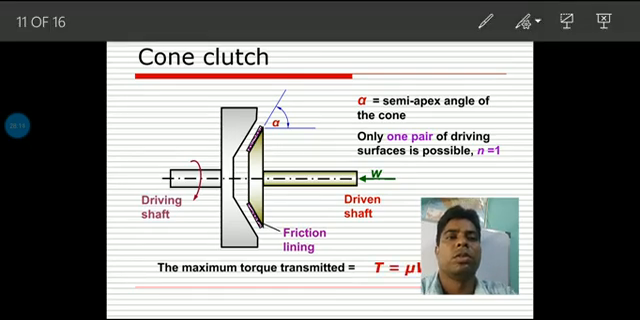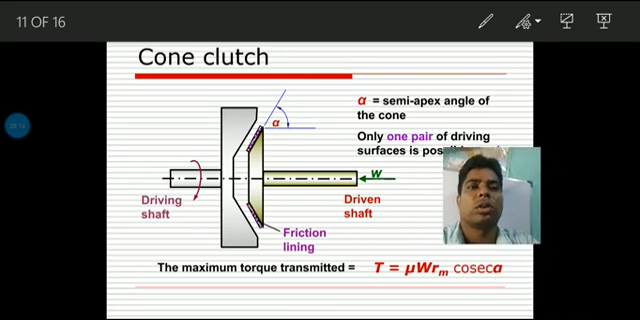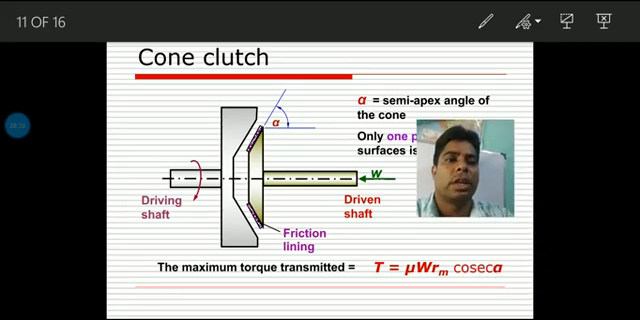Now, as it creates a certain angle, in that case the total torque transmitted, capital T, is equal to mu into W into Rm, where Rm means mean radius, into cosec alpha. So for that case, maximum torque transmitting capacity, or maximum torque transmitted, capital T is equal to mu W Rm cosec alpha.